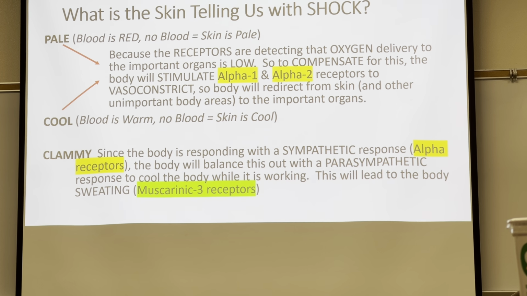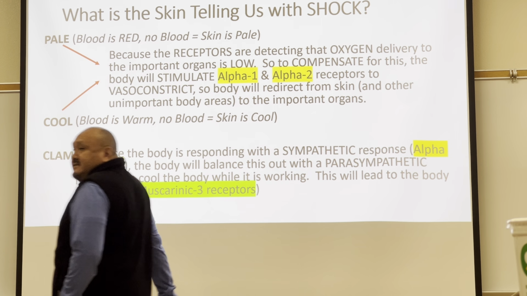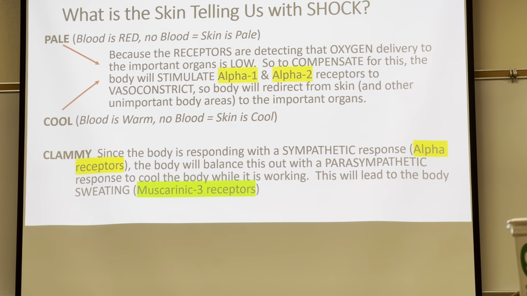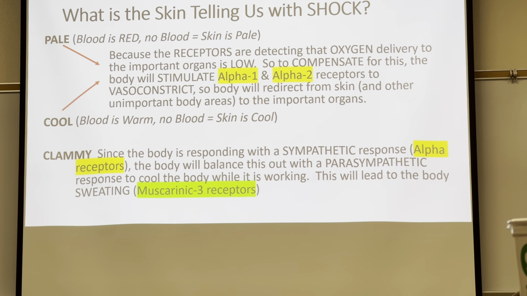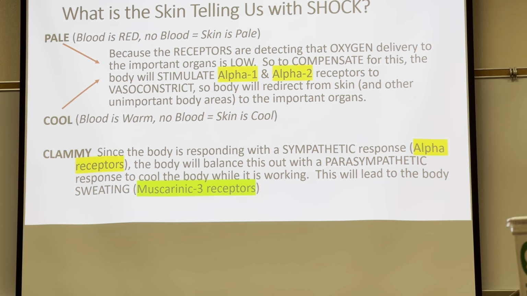Any questions? You guys remember this one from previous tests? Does anybody need me to explain a little bit more? Alpha 1 and alpha 2 are correct on here, right? Because alpha A for arteries, what's going on? Vasoconstriction. That's what we're talking about here, right? All right. You guys good?